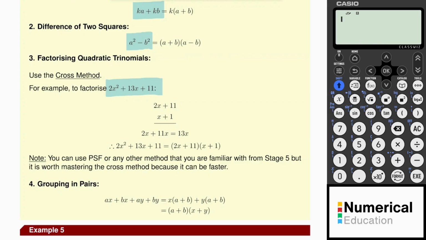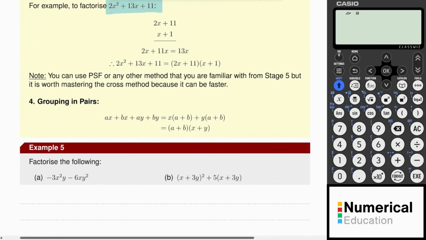When we move on to the examples, I'll explain a little bit more of how you use the cross method, but I'm also very much aware that PSF is another common method that a lot of teachers use to factorize quadratics. If you're super used to PSF, by all means, you can use it. It's perfectly fine. But if you want to be a little bit more efficient, especially if you're an Extension 1 student where sometimes speed is important, you might want to listen to how we would use the cross method and how that could be beneficial for you. More on that later though.